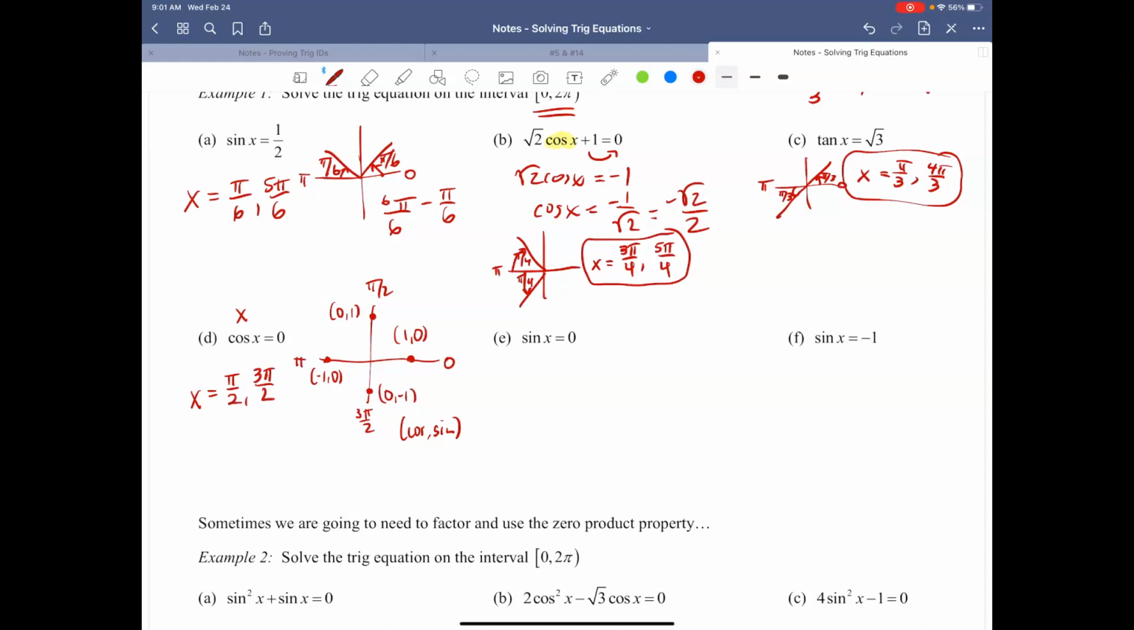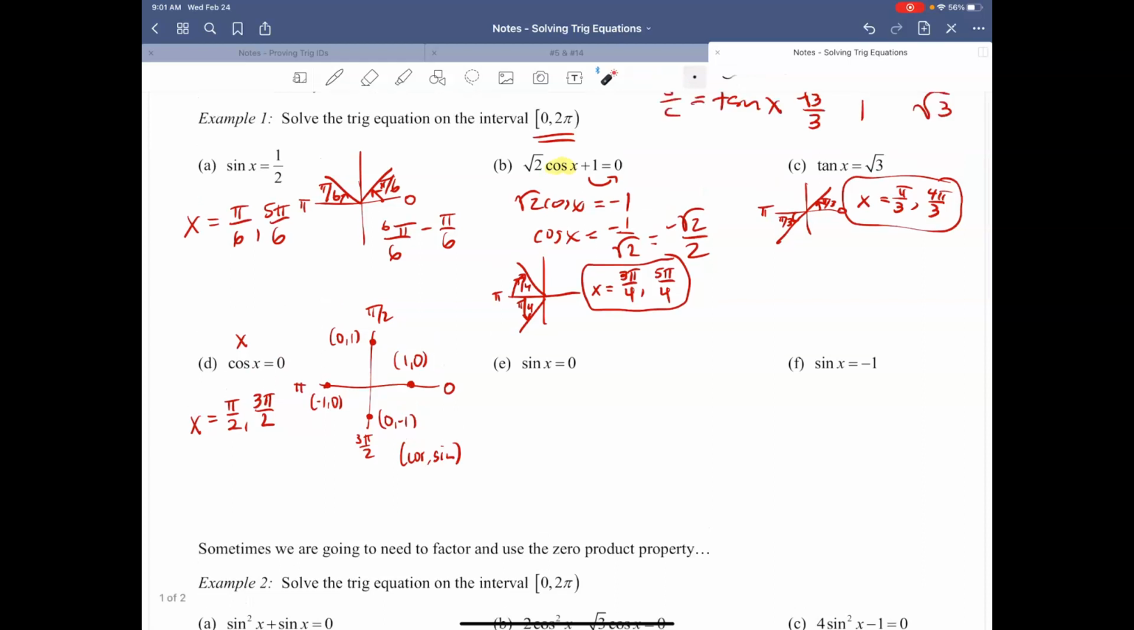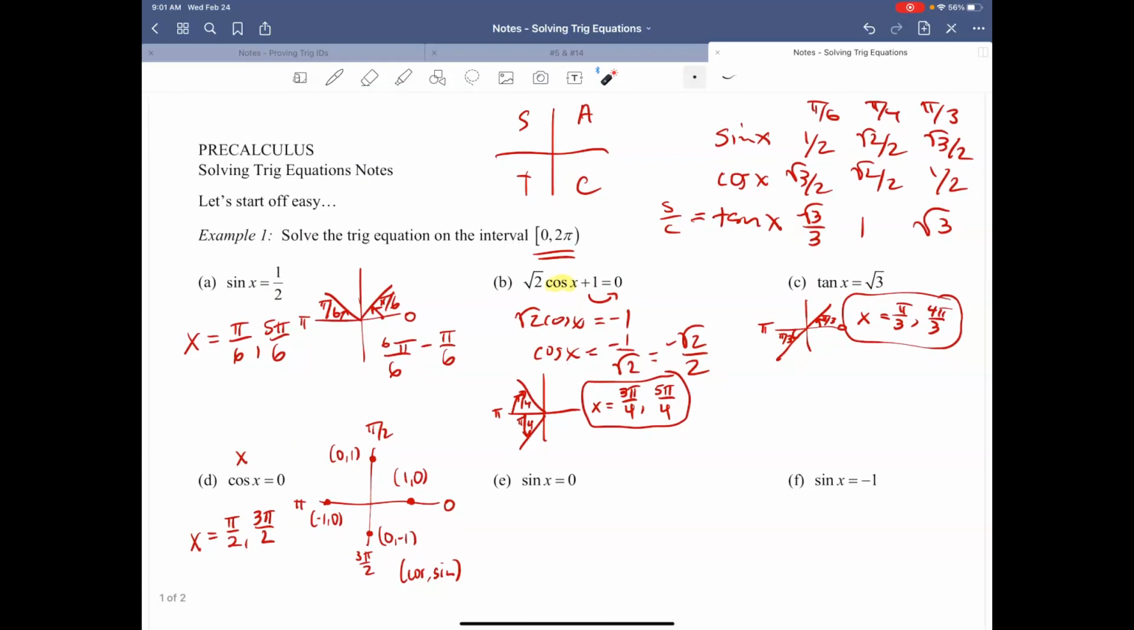We don't have to worry about our chart or quadrants in this particular problem again because that right-hand side is not one of our values that is in this chart right here.